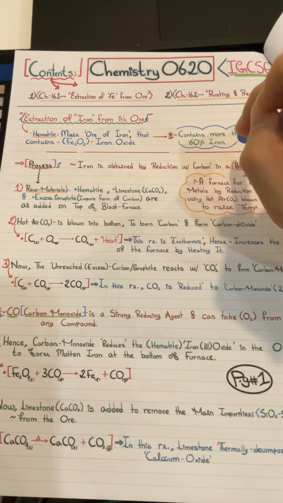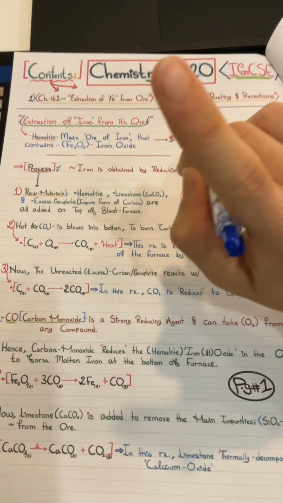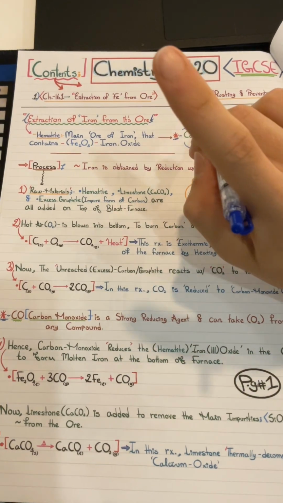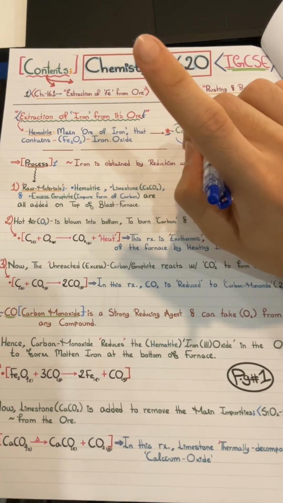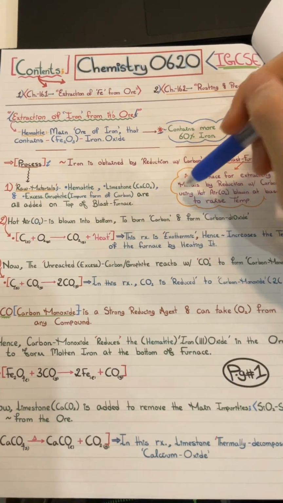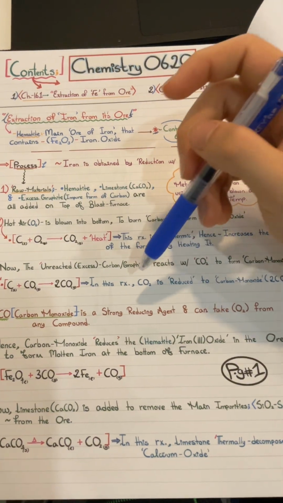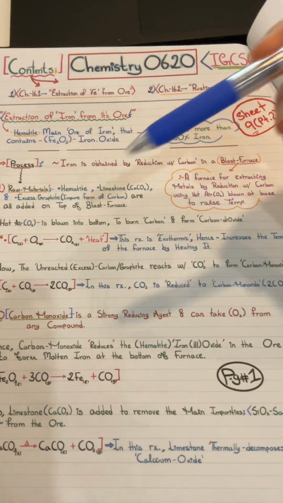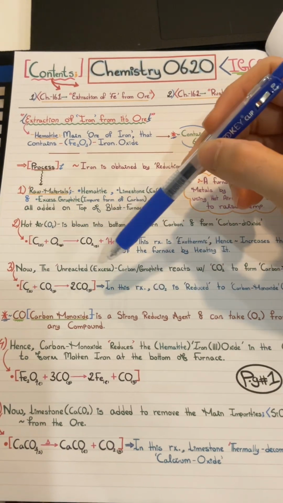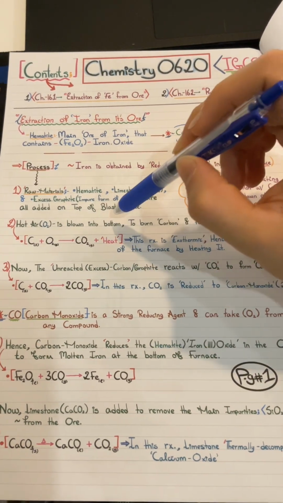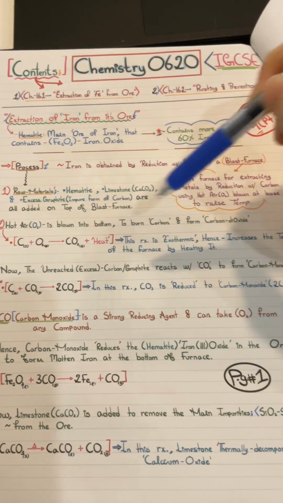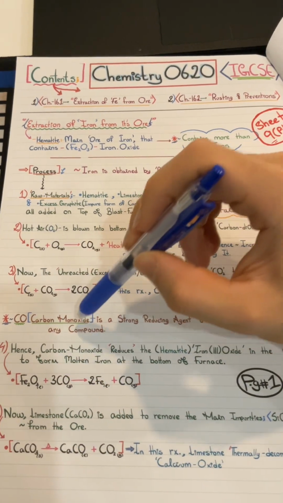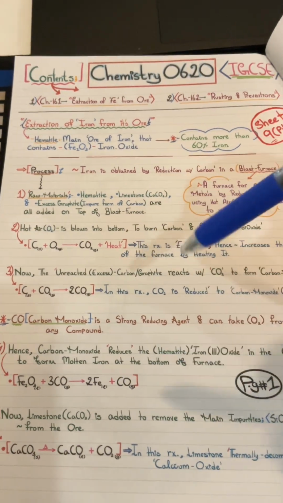According to the definition of reduction, one of the signs of reduction that we have studied in the first sheet of topic 4 electrochemistry regarding the redox reactions is that reduction is when oxygen is reduced or decreased. So in step 3, the unreacted carbon will react with the formed carbon dioxide and it will be reduced to carbon monoxide. Now, carbon monoxide is a very strong reducing agent.